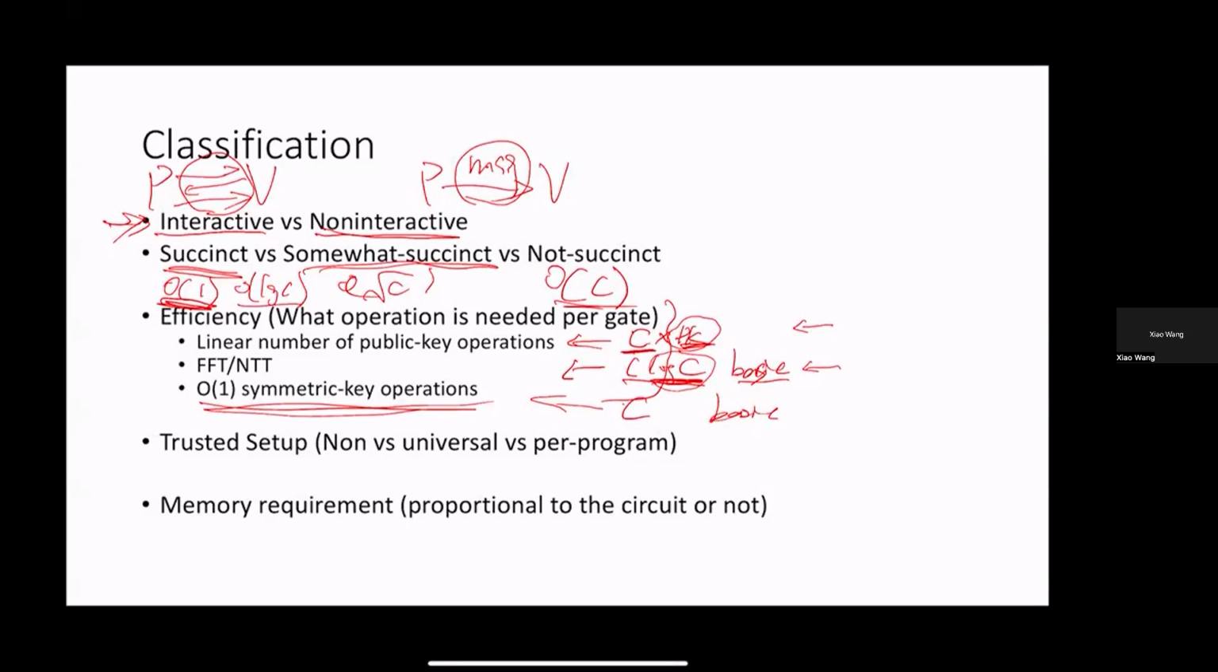Okay. The next one is trusted setup. This one is actually somewhat related to some of the previous definitions that I talked about in terms of proof of knowledge. For now, usually there are 3 types of trusted setup. The first one is no trusted setup, which is the best.